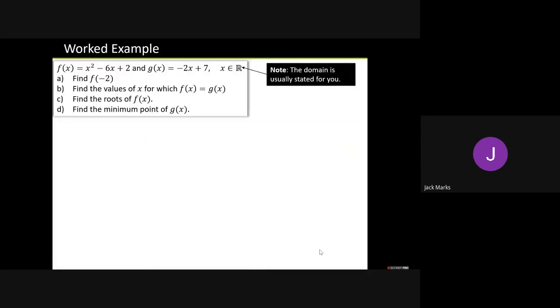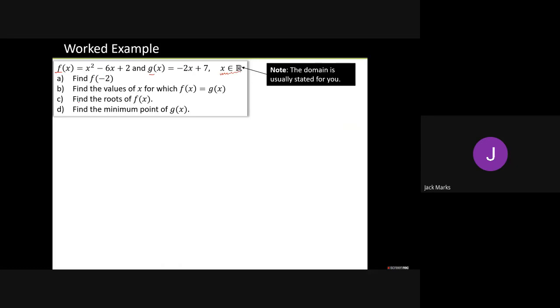A worked example then. So let's have a look at this notation. So we have a rule of x. This is our rule. It's a quadratic rule. There is another rule of x. So these are different equations, different rules. And we have a restriction, but it's not very restrictive. We can use any real number.